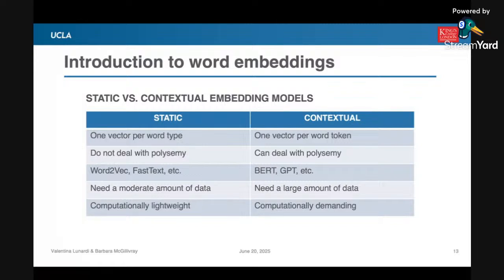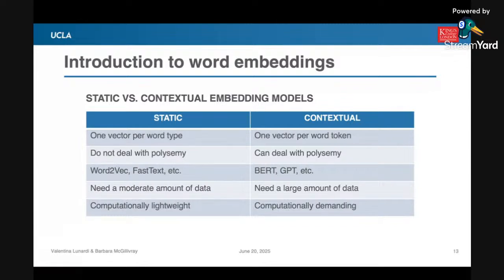For static models, the basic differences are, as you can see, in this table. The static models output only one vector per word type. So that means that if you have the word for dog appearing 100 times in your corpus, you will only obtain one vector for the word for dog. But contextual models will produce one vector for each time that dog appears in your corpus. So you'll end up with 100 vectors for the word for dog.